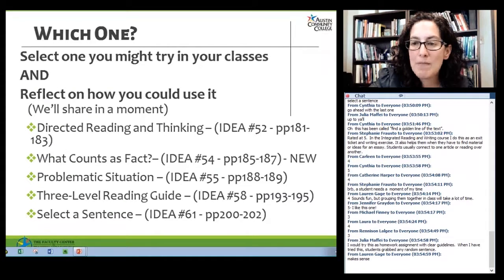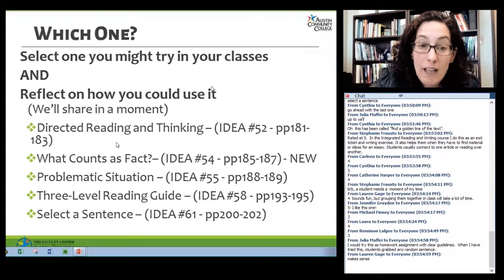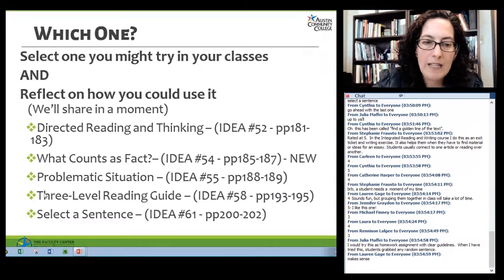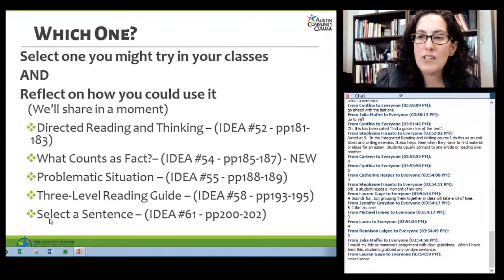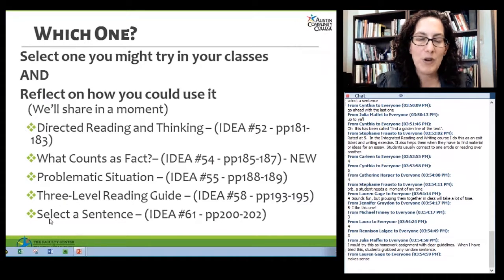So to wrap up this section, I want to know, and we didn't cover all of these, right? We covered the directed reading and thinking, the 3-level reading guide, and select a sentence. So does anyone want to just jump in and chat? We've already seen a little bit of this, but how you might use this in your class. Like if there's one that you gave a 5 to, or one that you are really excited to try to use, maybe take a minute and chat in what your idea is and how you would use it.